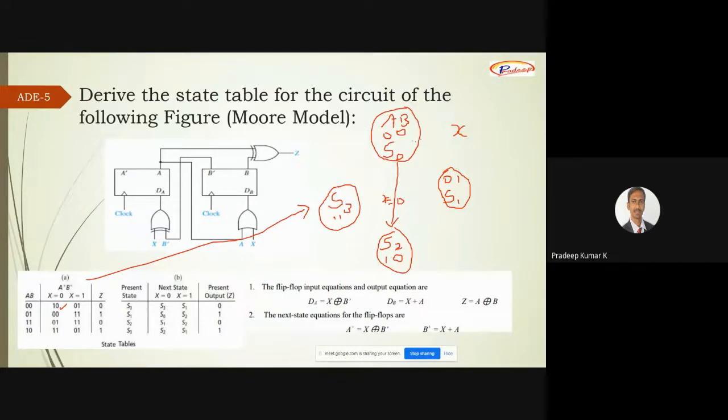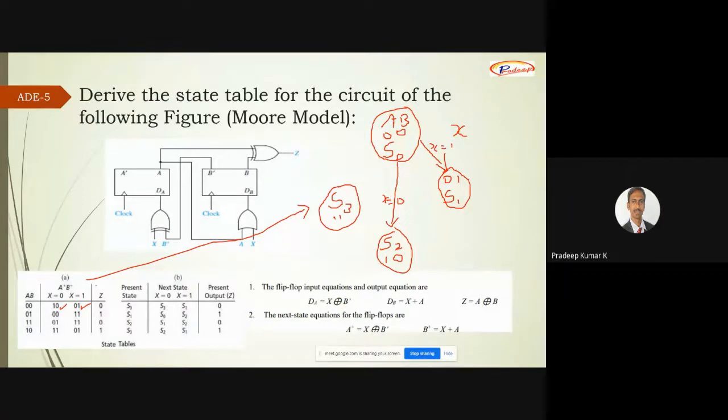Next, similarly, what happens for the same input, for the same state, if I have X equal to 1? Where will it move to? It will move to the state 0 1 when X is equal to 1. So this is a kind of state transition with the help of the state table, by writing the state graph.